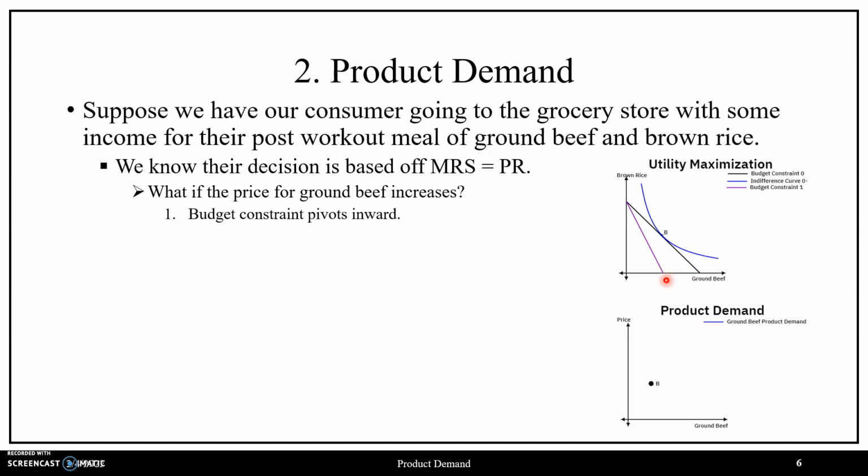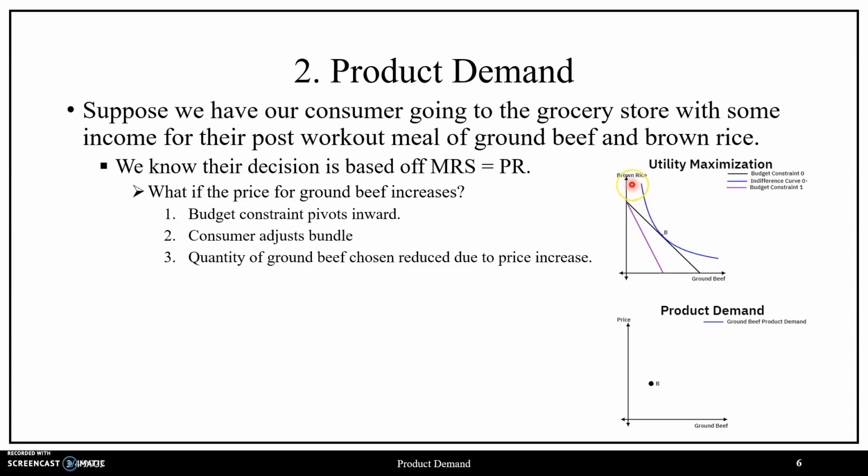So then in terms of their decision-making process, they update their bundle, where given this new budget constraint, they find the new highest level of utility that's compatible with this budget constraint, which in this case is going to be indifference curve 1 with budget constraint 1 giving us point A, where at point A we have a new quantity level of brown rice and ground beef for our post-workout meal, where we see that brown rice and ground beef have decreased in terms of this increase in price on ground beef.